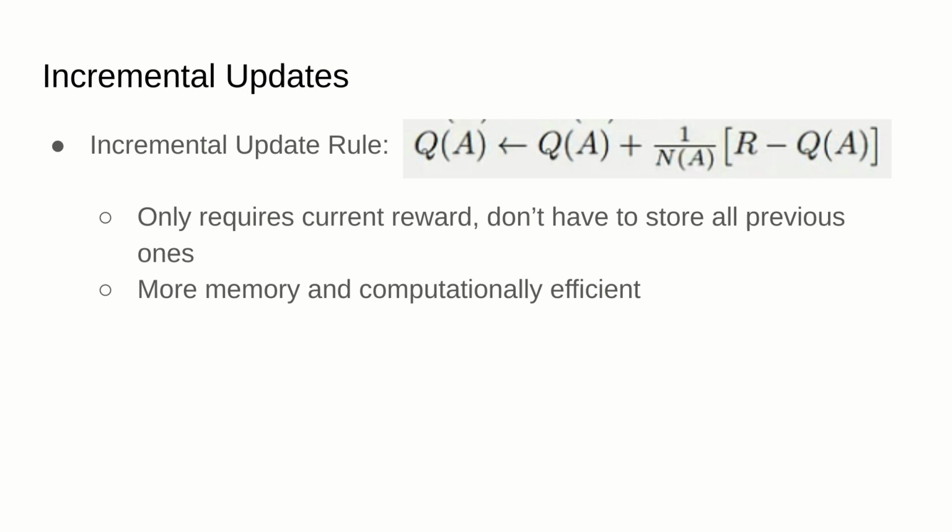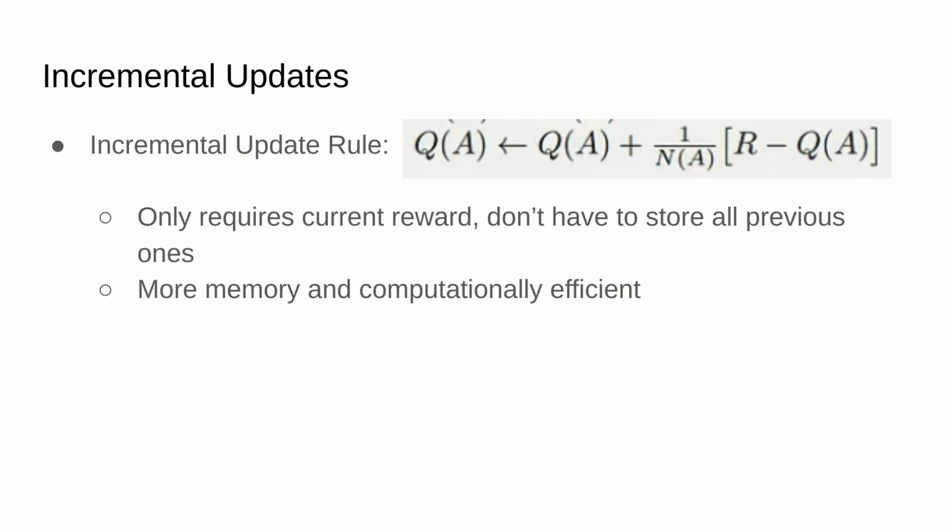The incremental update algorithm is pretty simple and is shown here. It can be read as Q of A is equal to Q of A plus 1 over N of A times R minus Q of A. This means that we update the estimate Q for some action A by using its current estimate plus 1 over N of A, where N of A is the number of times this action has been selected, multiplied by the reward we just received for taking that action minus the estimate.